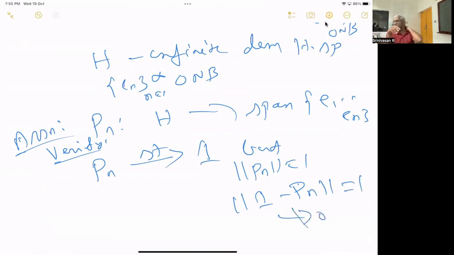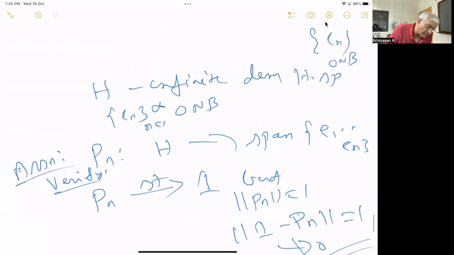So Pn does not converge to 1 in norm, but it converges strongly. You verify that it converges strongly, just to convince yourself. You take any vector, it converges strongly. It's very easy, it's a two-line proof. So this is the most important example, projections. This is such an obvious thing, but when you ask, I have to think. It comes up everywhere. So this is an example.